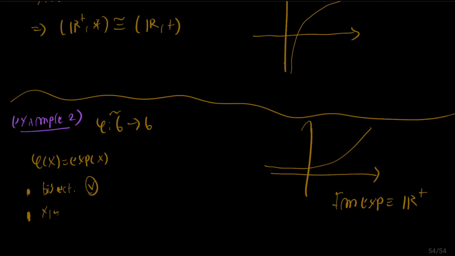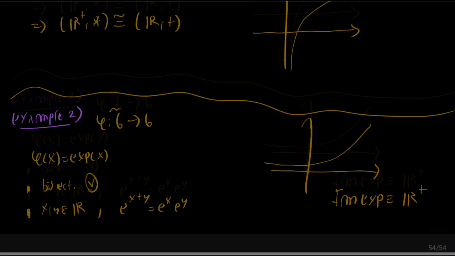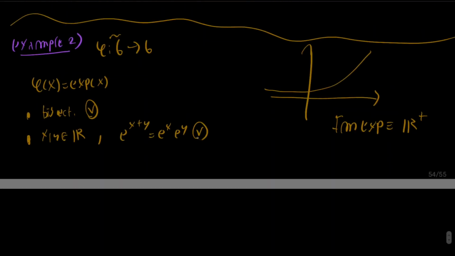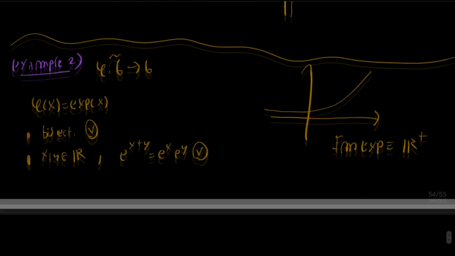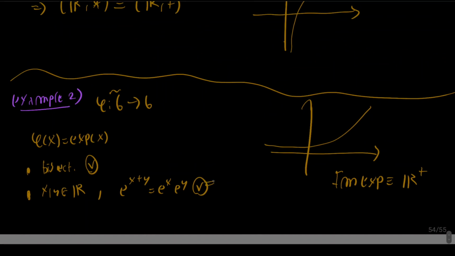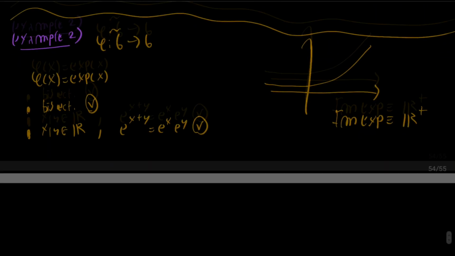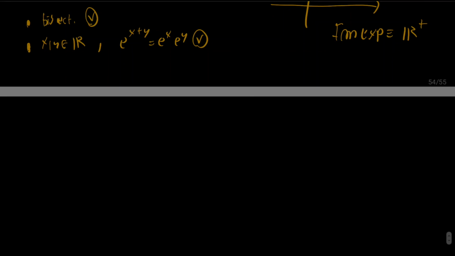On the other hand, from the other properties that it possesses, since we know that given x and y in the real numbers, e to the x plus y is equal to e to the x times e to the y, this is the proof that the exponential is a homomorphism. From this it follows that it is an isomorphism, as we wanted to show. Now let's give a counterexample. So let's give an example of a function which is not an isomorphism.